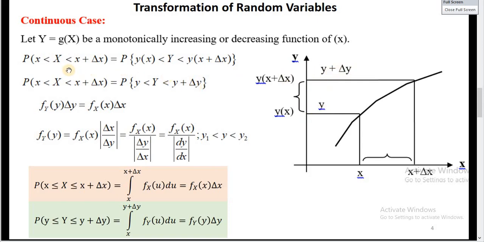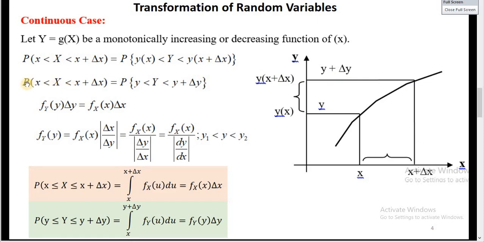So we have now this fundamental relationship: the probability that x is between x and x plus delta x is the same as the probability that the random variable y falls between some value y, which corresponds to x, and y plus delta y, which corresponds to y of x plus delta x. Okay? So this is the fundamental relationship.